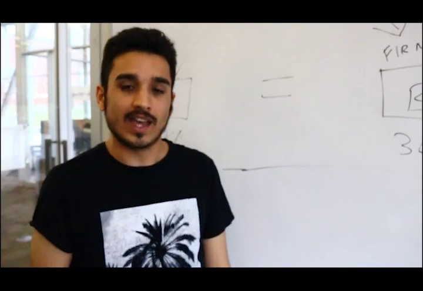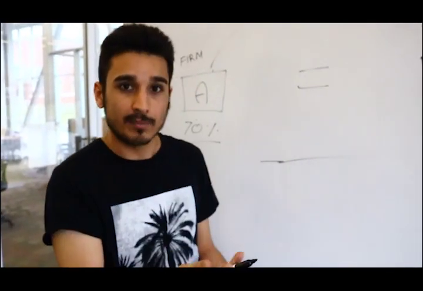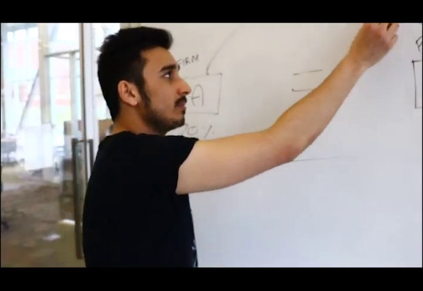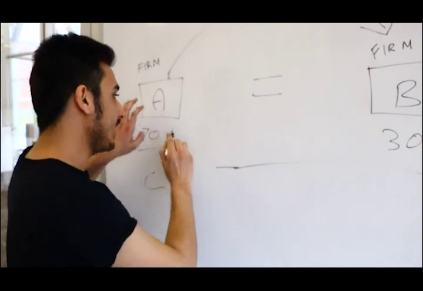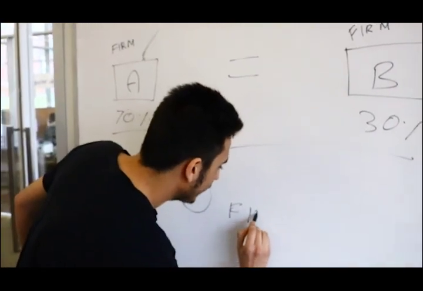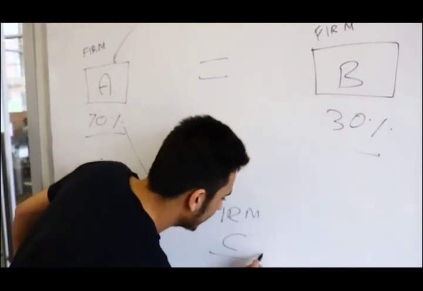Another aspect is that when this is taking place, it can be internally, meaning within the same plant, that's firm A, B, or it can take place from firm A to a third party, which is called firm C. That's about it.